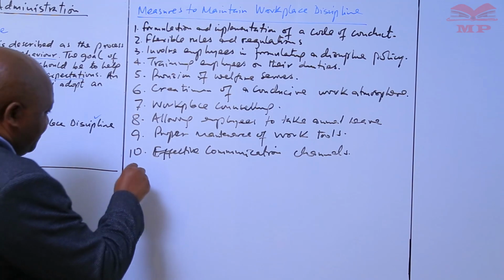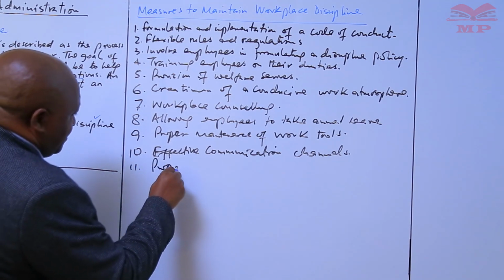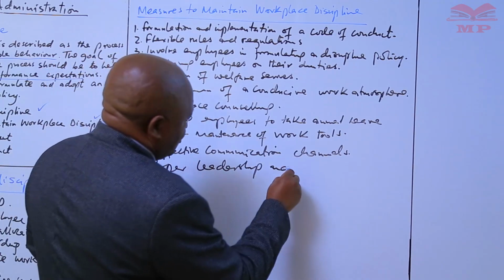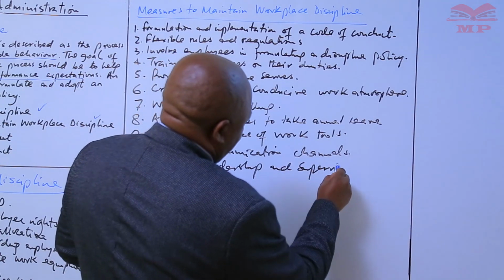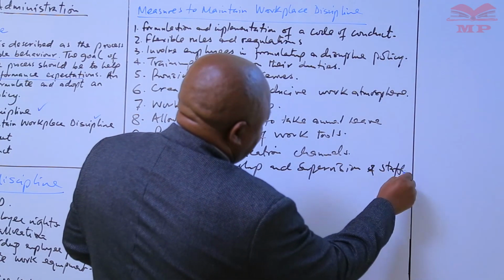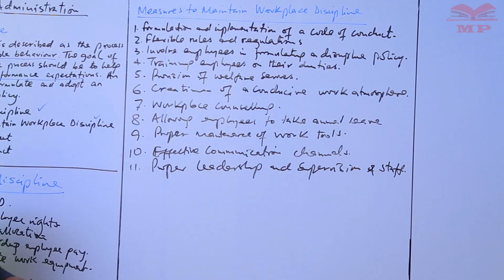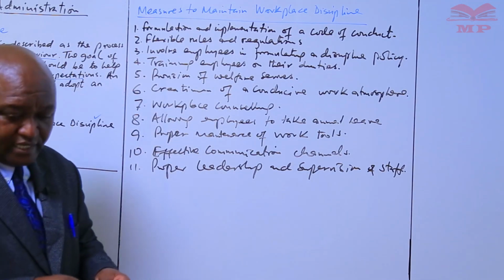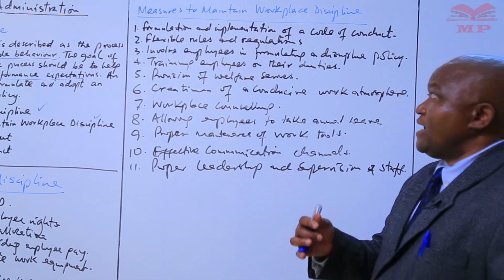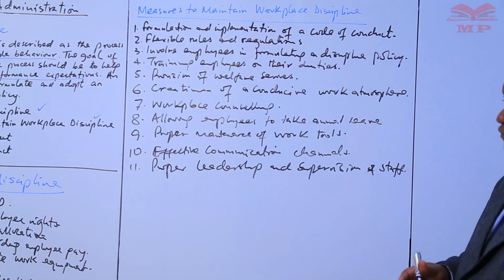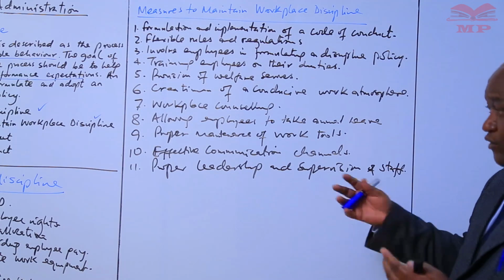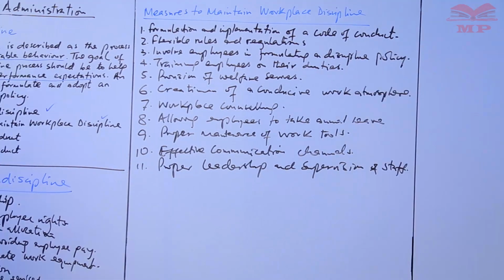And then number 11, proper leadership and supervision of staff, so that workers can see managers are leading by example. So these are some of the measures, dear learner, that can be taken to maintain workplace discipline. Proper communication, involvement of workers in decision making. There could be many others, but these are just some.